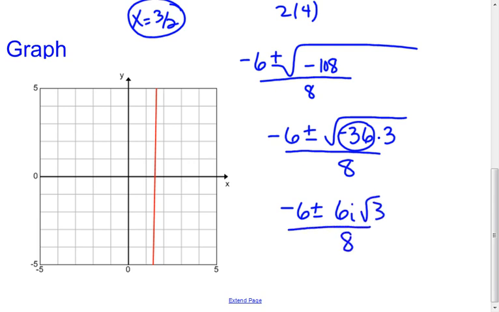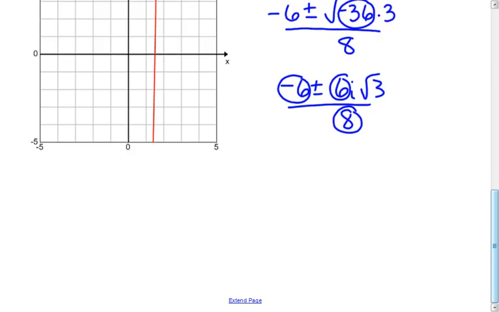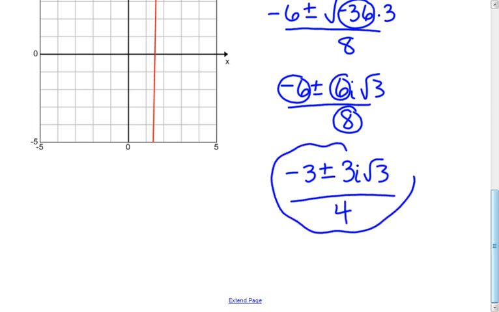Okay. And then on this one, 6, 6, and 8 are all divisible by 2. And they all three have to be divisible by the same number in order to simplify this. But when I simplify that, they're all divisible by 2. So when I take negative 6 divided by 2, I get negative 3. When I take 6 divided by 2, I get 3i root 3. And then when I take 8 divided by 2, I get 4. So that's what that answer should look like. Okay?